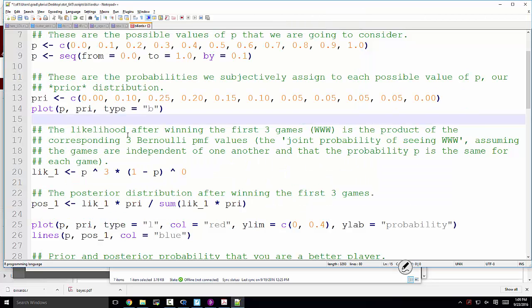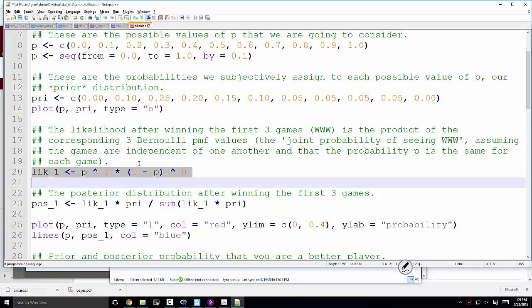So back here, here's the likelihood. We're saying that in the first 3 games, we won all 3. We saw x1 equal 1, x2 equal 1, x3 equal 1. The likelihood is the product of the Bernoulli, with P to the number of wins and 1 minus P to the number of failures.